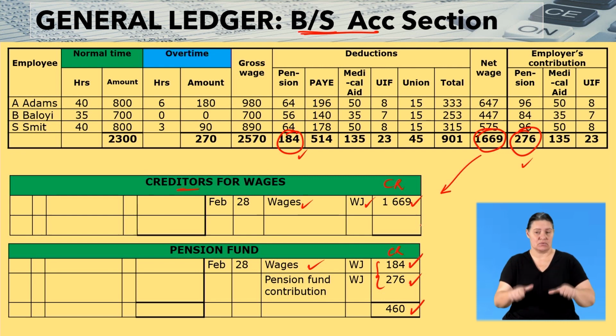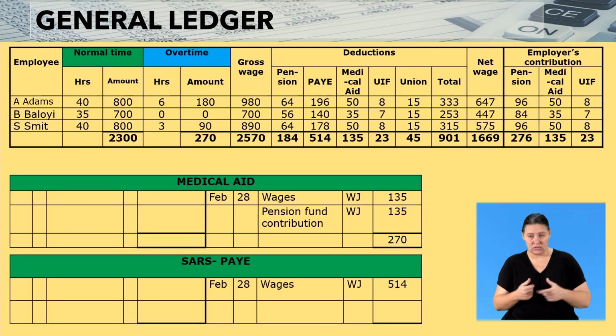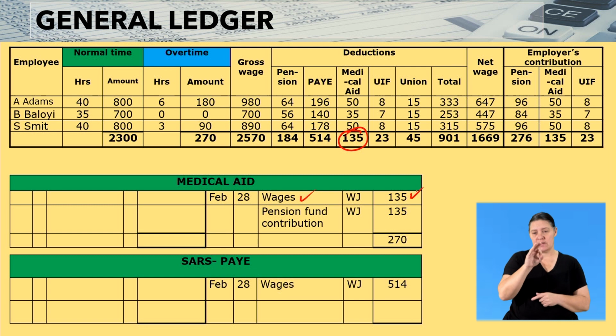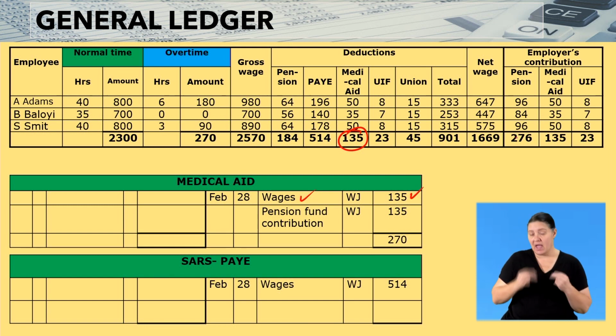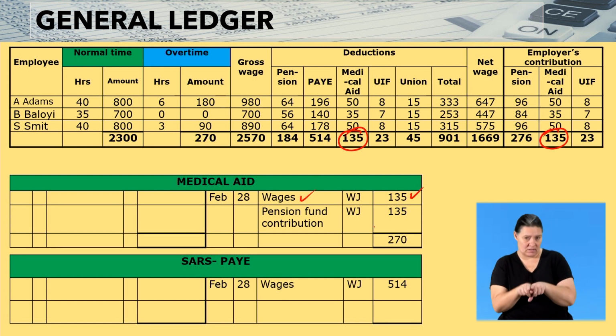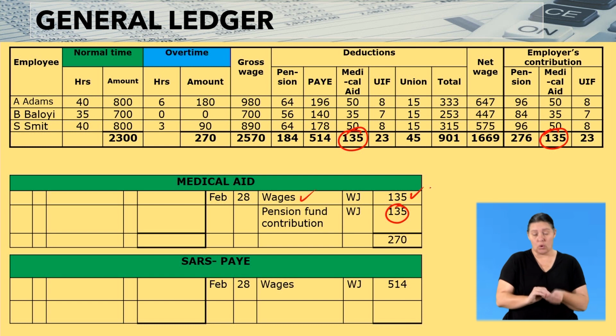Let's go to the next account. The next account is medical aid. We are still in the balance sheet account section. We have two amounts for medical aid. Firstly, from the deduction, 135. So I come and I say wages 135. Remember, this is your deduction. And then we also have medical aid from the contributions, 135 as well. Here's my 135. The total of these two give me 270.